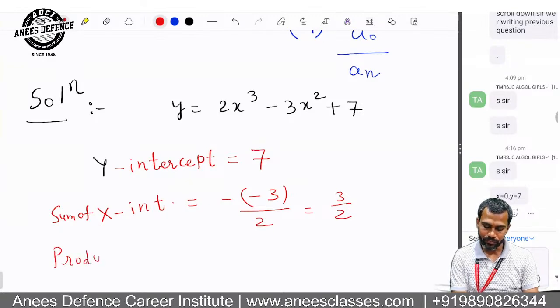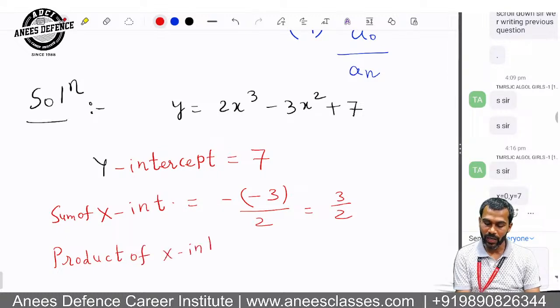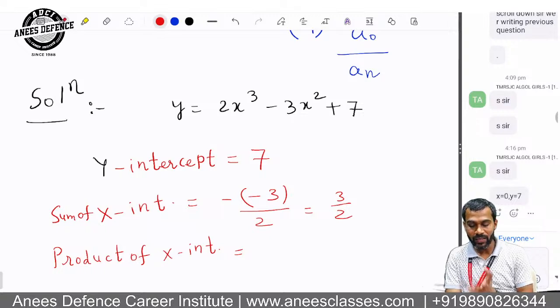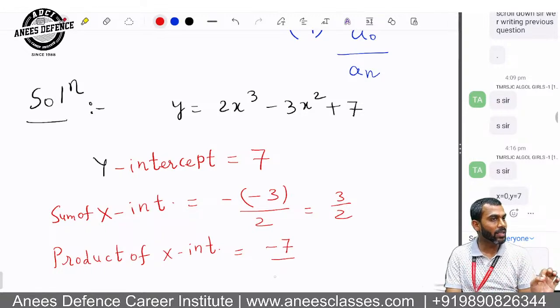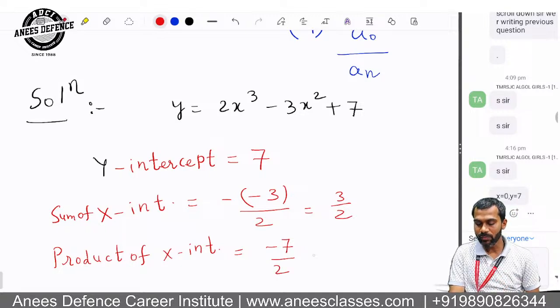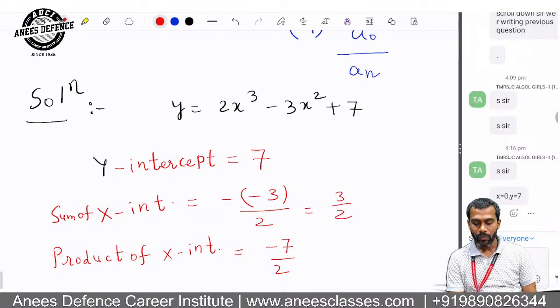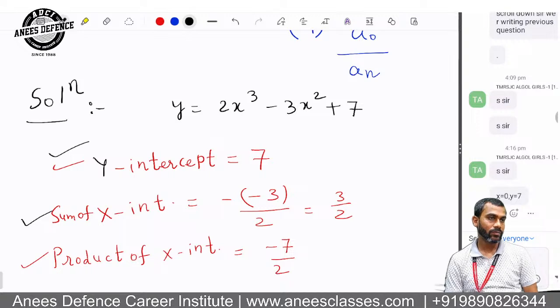Now the product of x intercepts. Since cubic is there, change the sign of the constant and just divide it by the coefficient of the highest degree term, which is 2 here. So that is -7/2. In the first question, we need to multiply this one and this one. In the second question, we need to add this one and this one. Yes or no? I hope it is clear.